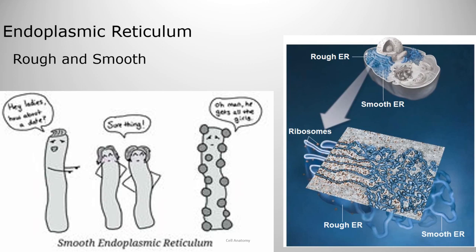But the main difference between these organelles is that the smooth ER gets all of the girls.